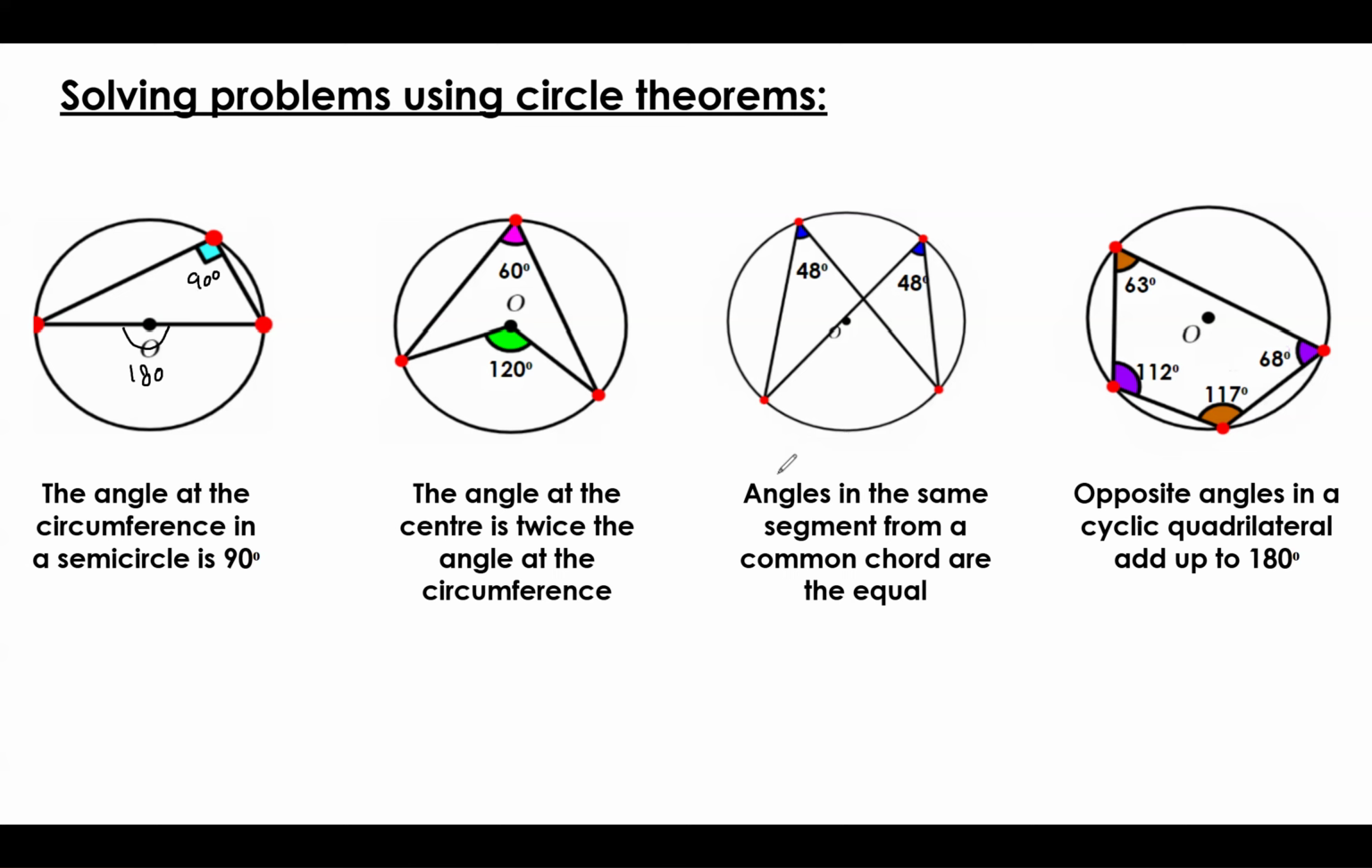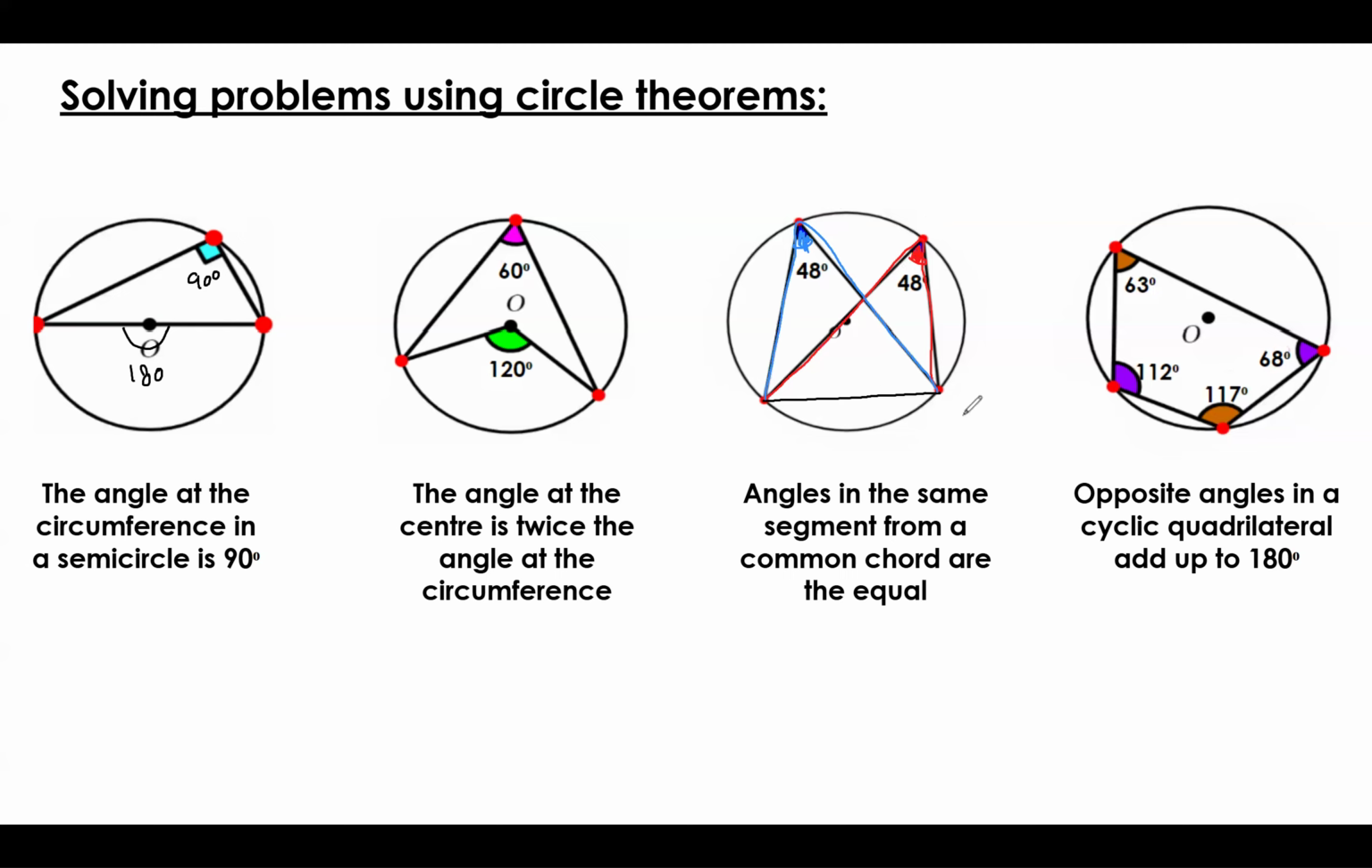Here we have angles in the same segment from a common chord. When we talk about a common chord, from this point and this point, we can draw a line. This is our chord. And then we can create angles from this chord. So if I use a different color pen, from this chord, I'm creating this angle at the circumference, which is 48 degrees. From that same chord, I can create another angle at the circumference, which is this one over here. And therefore, these two angles, since they are in the same segment at the circumference, are going to be equal from a common chord.